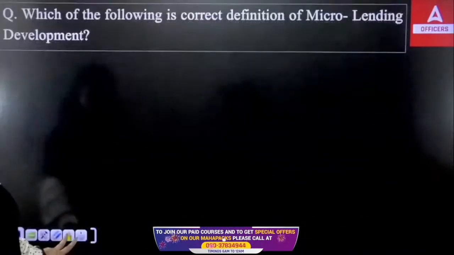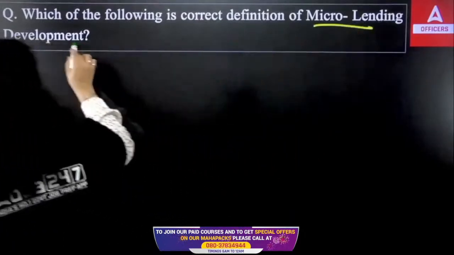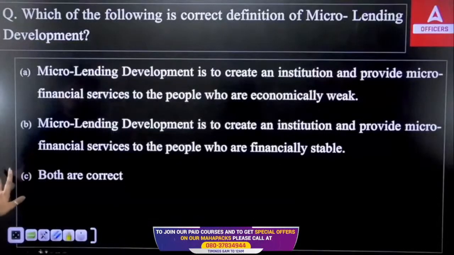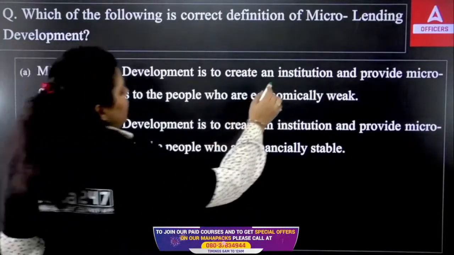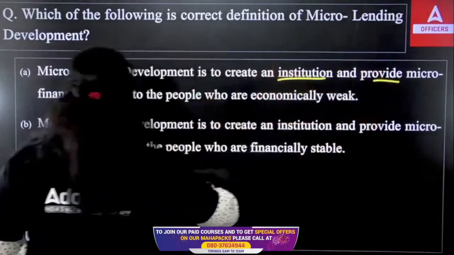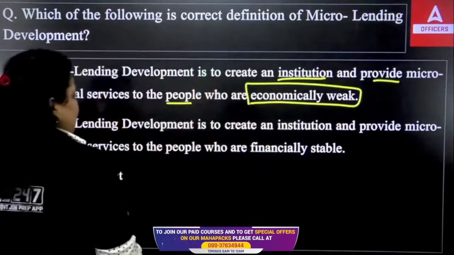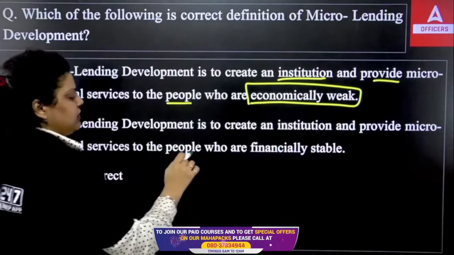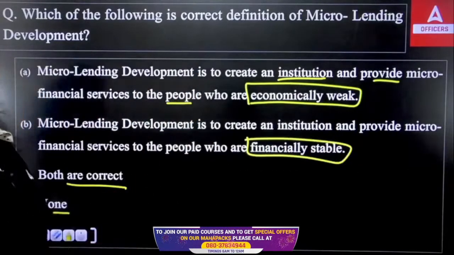Next question is asking which of the following is the correct definition of micro lending development. You have these four statements. First is saying it is to create an institution and provide micro financial services to the people who are economically weak. Second, it is to create an institution and provide micro financial services to the people who are financially stable. Third, both are correct. Fourth, none of the above.